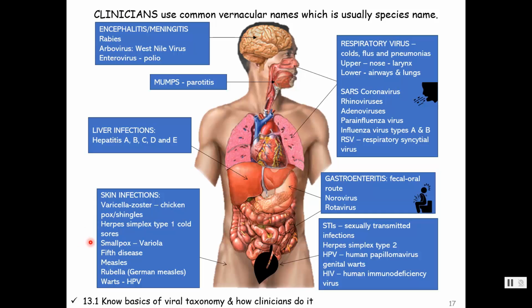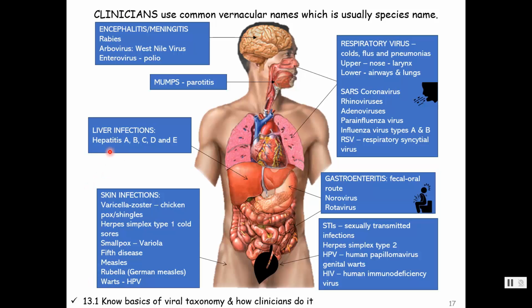Smallpox has pretty much been eradicated in the US since 1972. I believe they declared it eradicated worldwide, I think it was the 1980s. That one, once again, is another one infecting the skin. There's something called fifth disease. This is also called slapped cheek syndrome. This is another viral infection of the skin. And then measles, rubella, which is German measles, so the MMR vaccine is kind of taking care of those for us as well. And then common warts are caused by a human papillomavirus. So these are all viral infections.